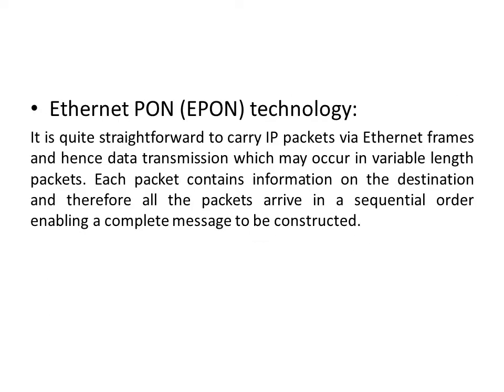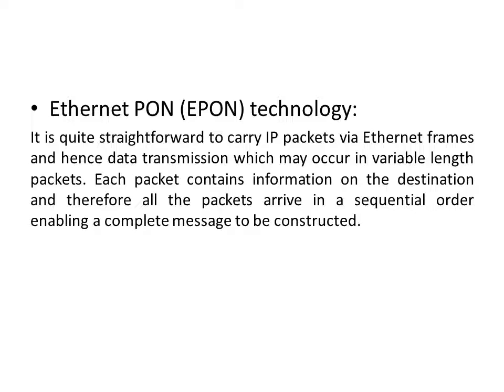So how can it be implemented as an Ethernet PON? It is quite straightforward to carry IP packets via Ethernet frames, and hence data transmission may occur in variable length packets. PON means passive optical network. How is it connected between the different nodes? So Ethernet PON means it is a passive optical network.